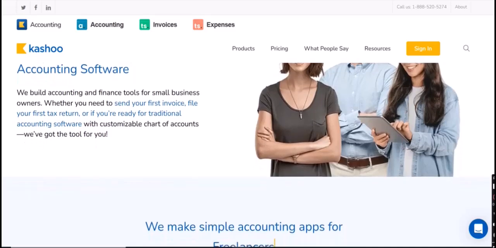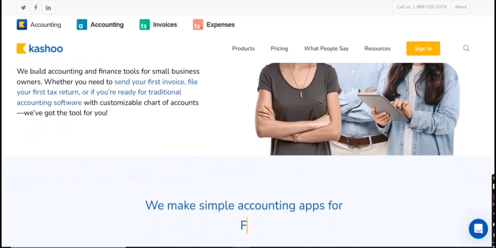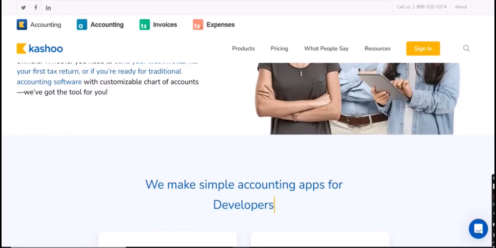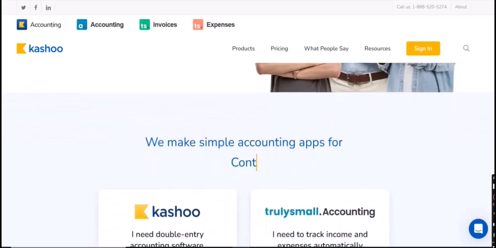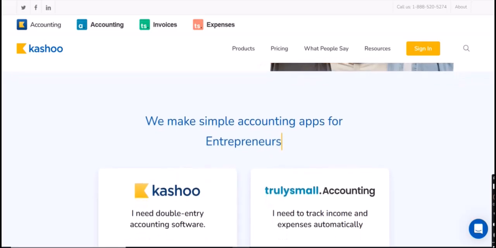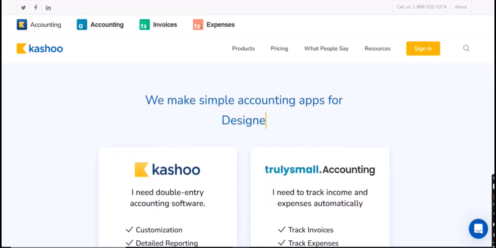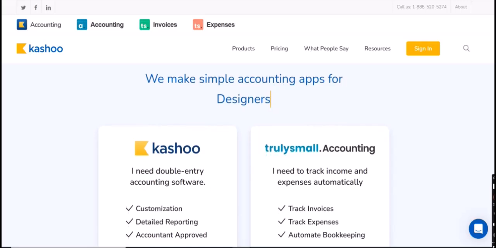Customer and vendor management. You can manage your customer and vendor information within Kashoo, making it easier to track sales and purchases. This feature highlights the importance of maintaining organized records of business relationships in accounting.